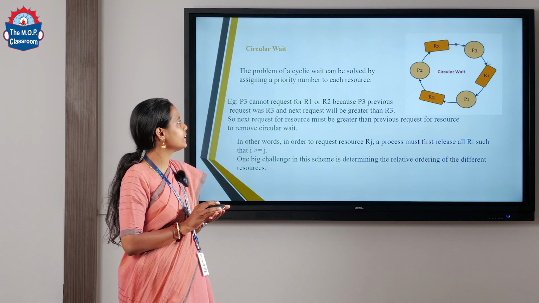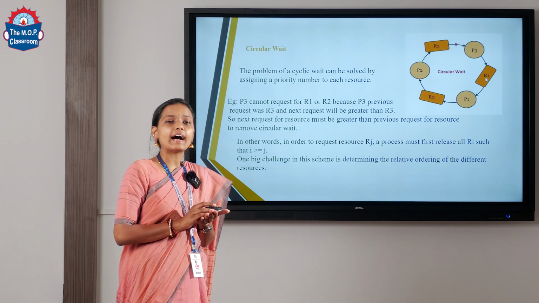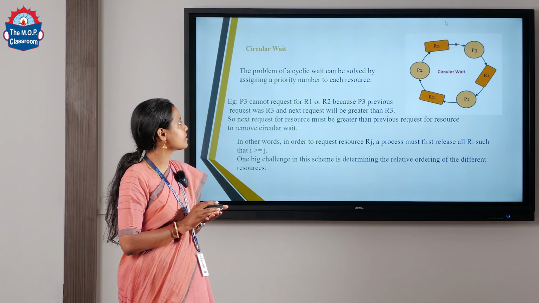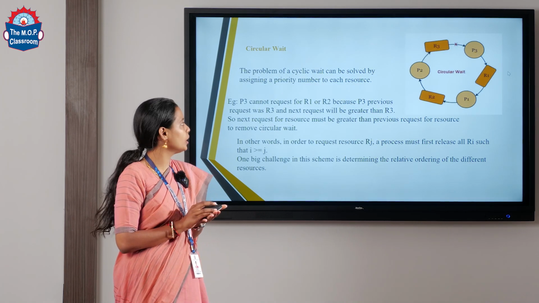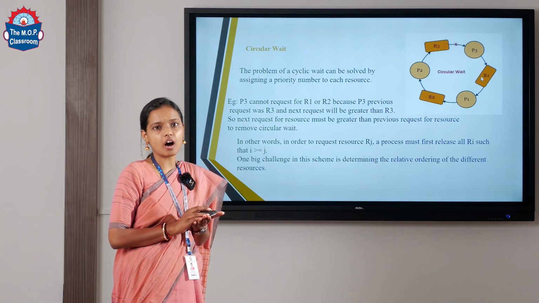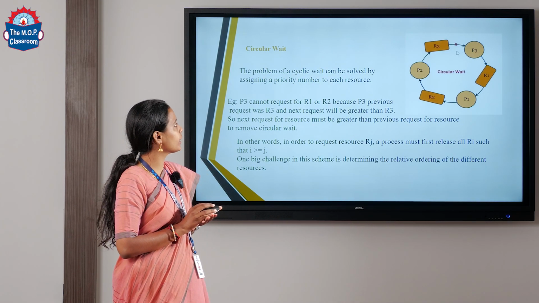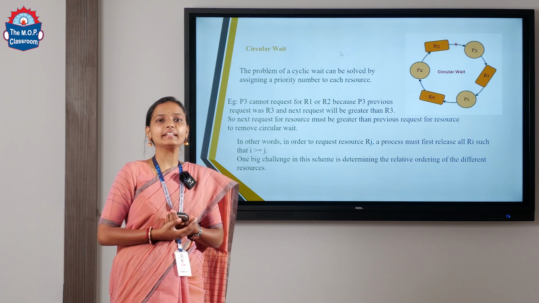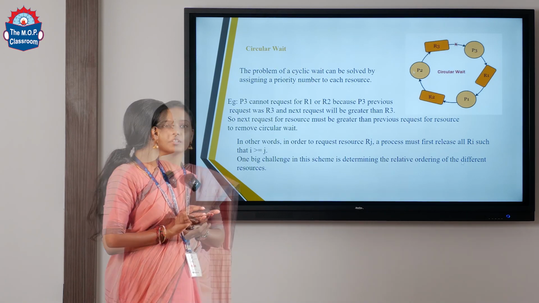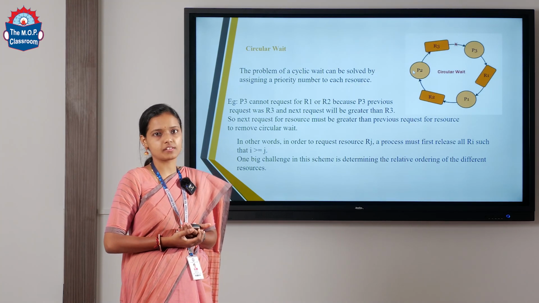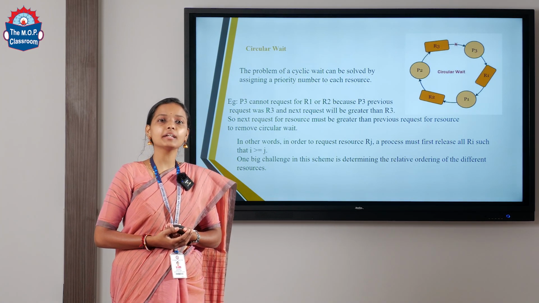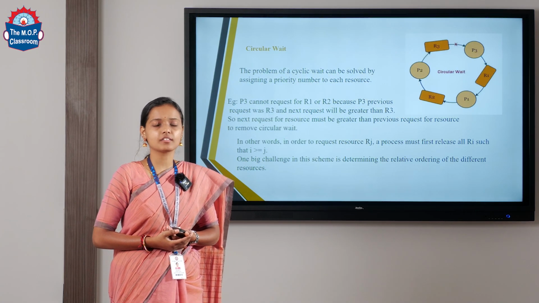Say for example, it needs the resource R1, then it has to release all the resources greater than R1. Meaning it has to release this R3 connection, it has to disconnect this particular edge, only then it will be allocated the resource R1. Thereby we can break the loop between R3 and P3. The greatest limitation of this particular approach is determining the relative ordering of different resources. So by just violating or eliminating the four necessary conditions, we can prevent a system from entering into a deadlock state. Thank you.